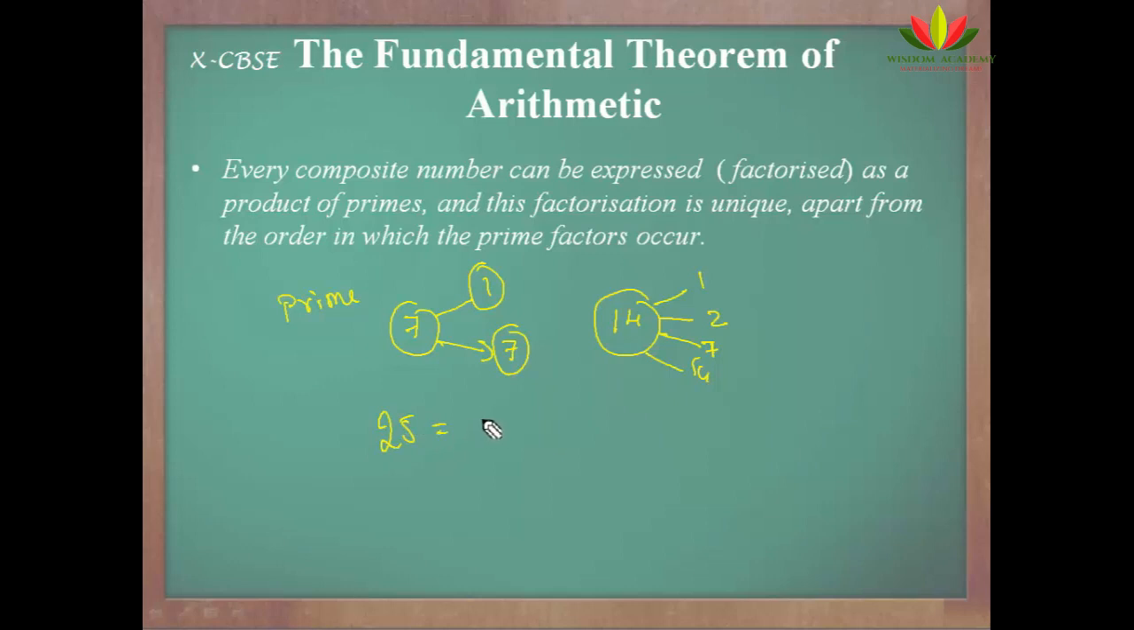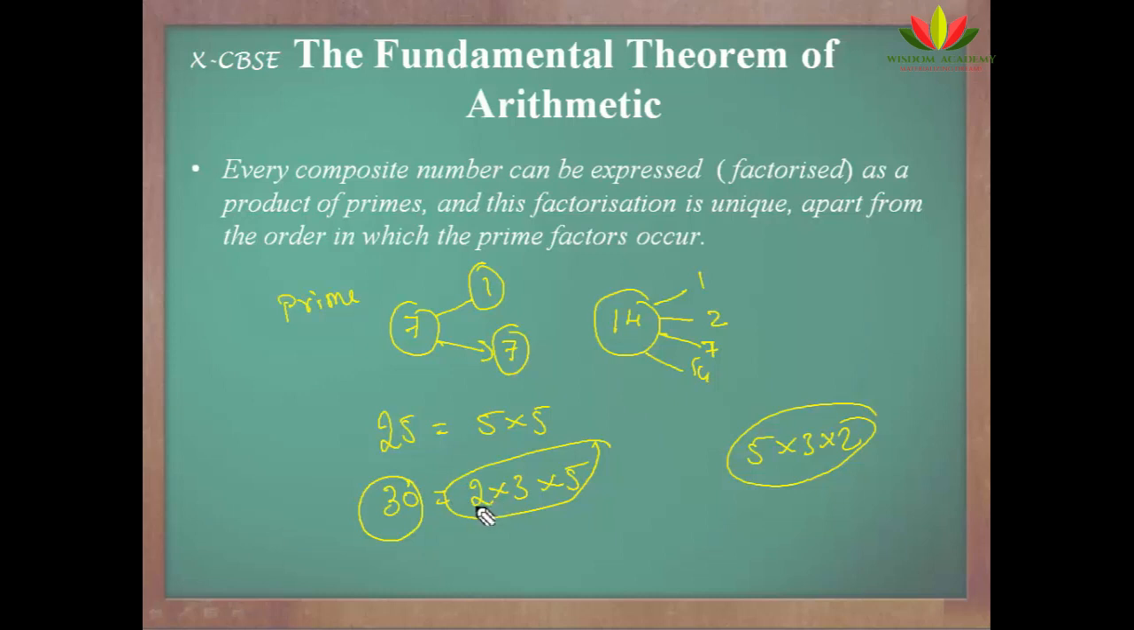Okay, so what this says is all the composite numbers, any number like 25, I can write in the form of a product of prime numbers. 25 can be written as 5 into 5, right? If I take 30, it can be expressed as 2 into 3 into 5. So this order may change for you and me. If I ask you to write 30, you will write 5 into 3 into 2, okay? But all the composite numbers can be expressed as a product of prime numbers, and this will be unique, and other than the order changing, it is not a problem.